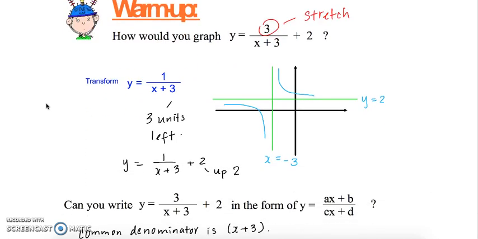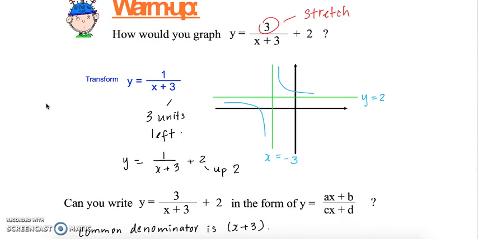Warm up. How would you graph y = 3/(x + 3) + 2? You should note that this is a transformation of the reciprocal function, the one that looks like a butterfly. So the x + 3 in the denominator suggests that we are shifting the function 3 units to the left. The plus 2 at the end shows that we are going to translate 2 units up. And then the 3 at the top here is really the a value, which tells us that we should be vertically stretching the original parent function by a vertical factor of 3.